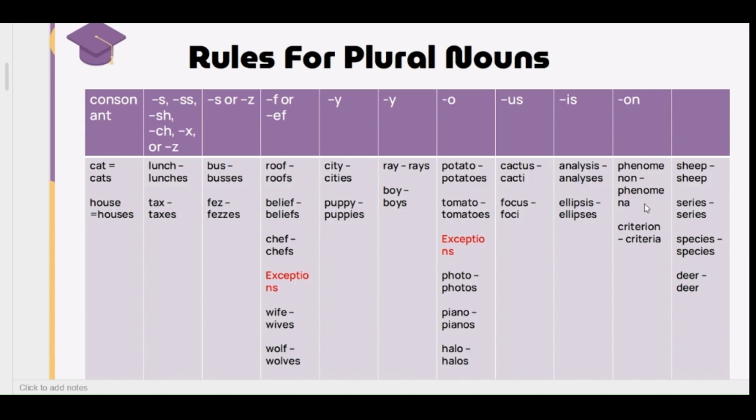We have some other words like phenomenon, so they end in ON. In the plural form, we have to change to A, so phenomena. And we have other nouns where they never change. So the singular and the plural forms are the same. So sheep, sheep, series, series, species, species. Doesn't change. So far, do you have any questions? Very good.